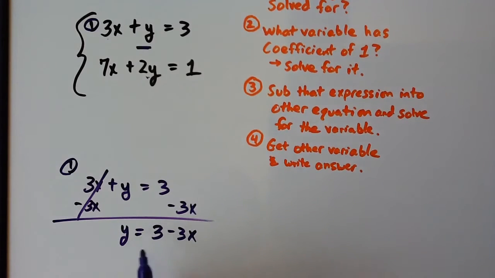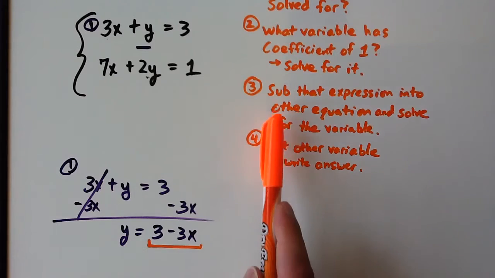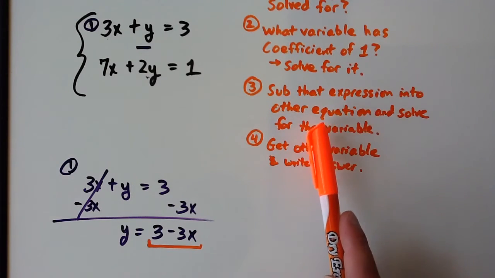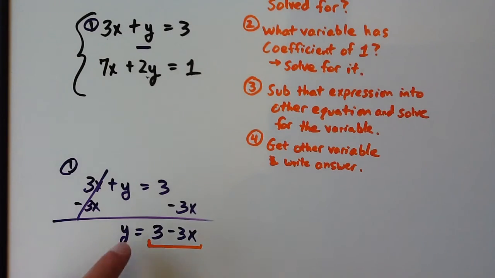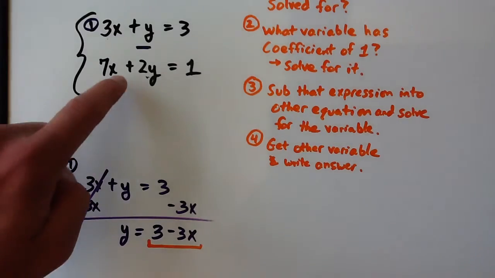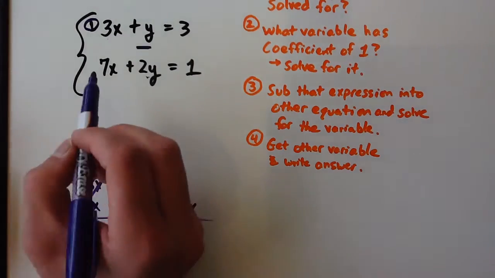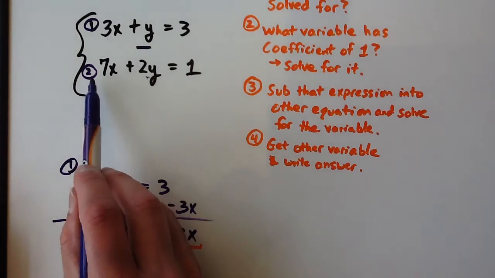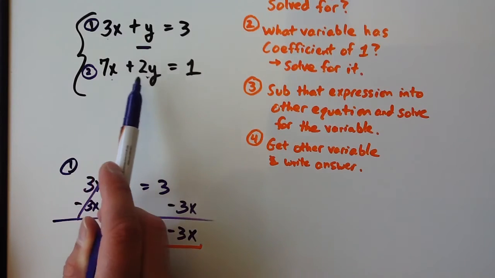Now we have y equals something, right? y equals 3 minus 3x. And so what we're going to do is sub that expression, 3 minus 3x, into the other equation, equation number 2, so that we have an equation in only one variable. Because right now the second equation is in two variables. We have an x and a y.